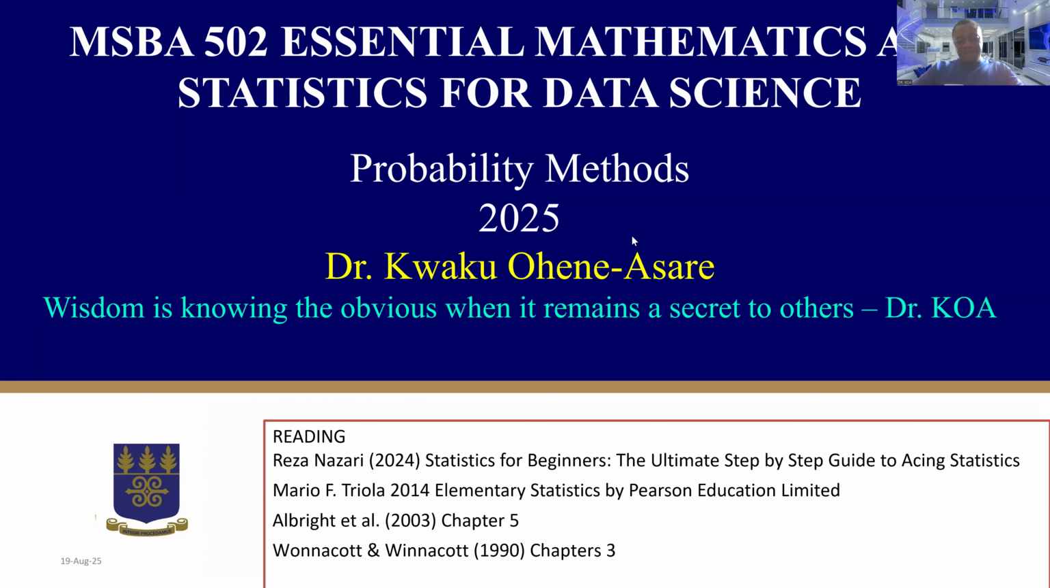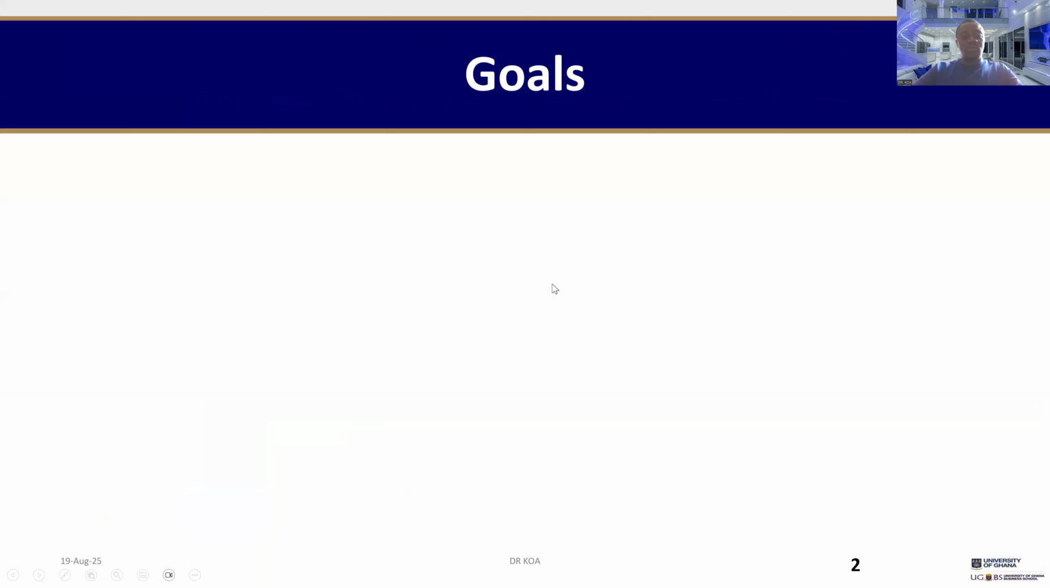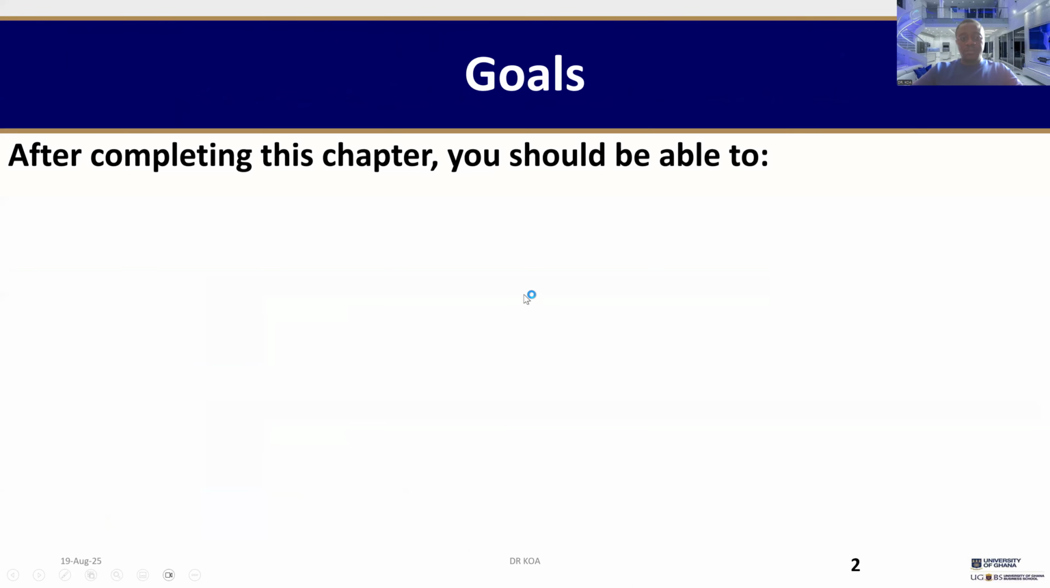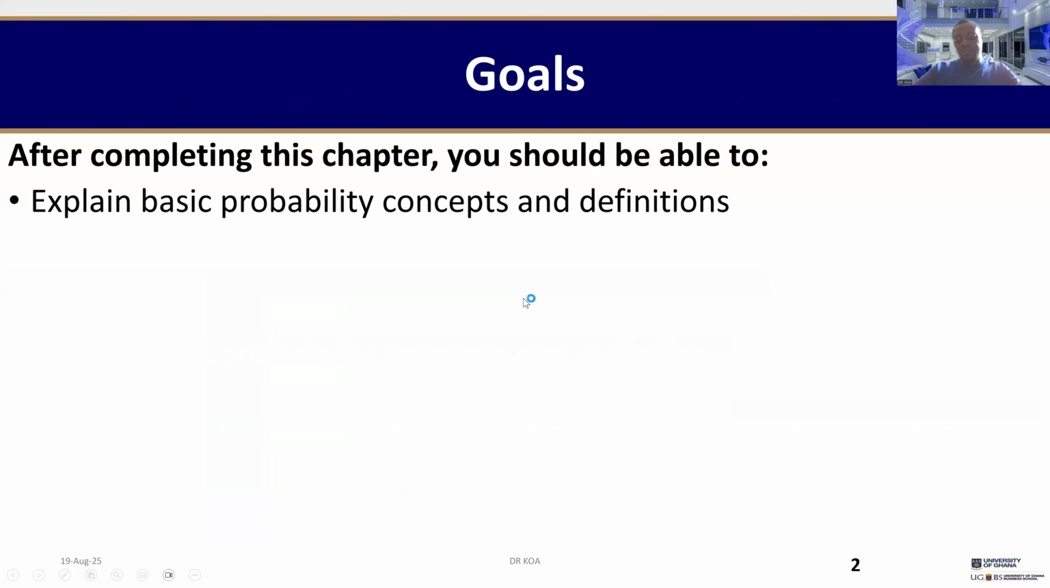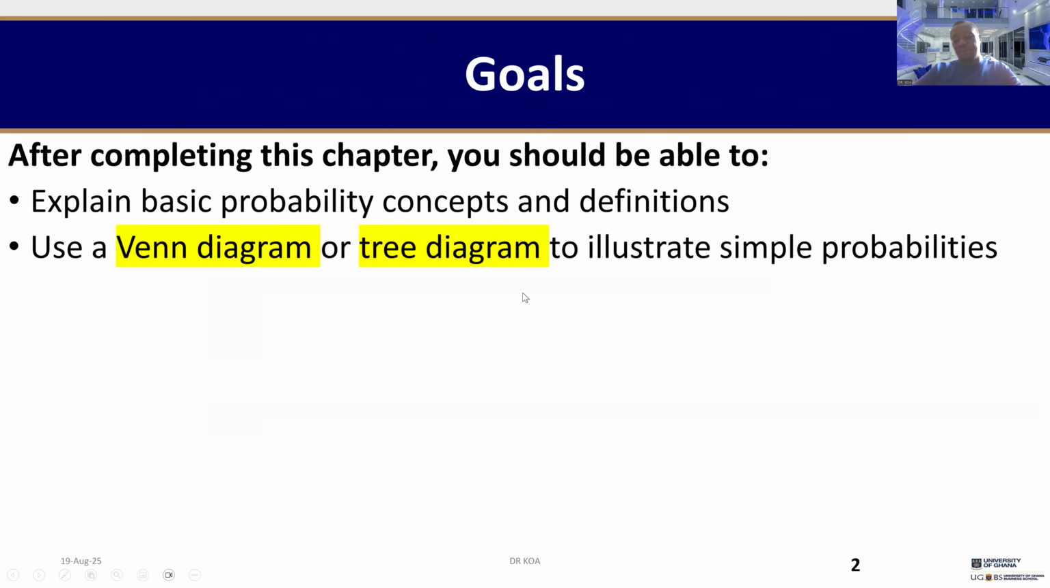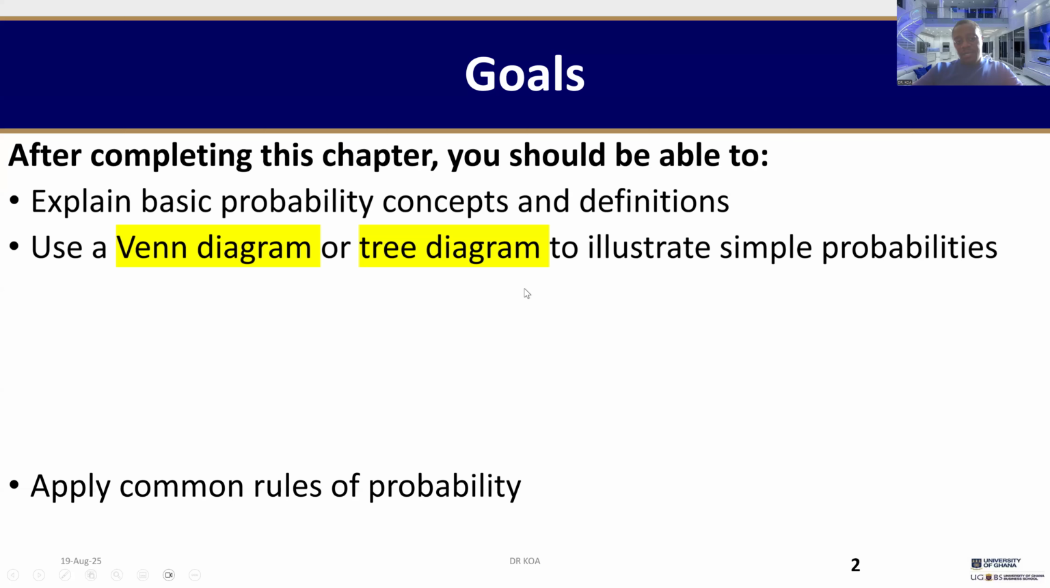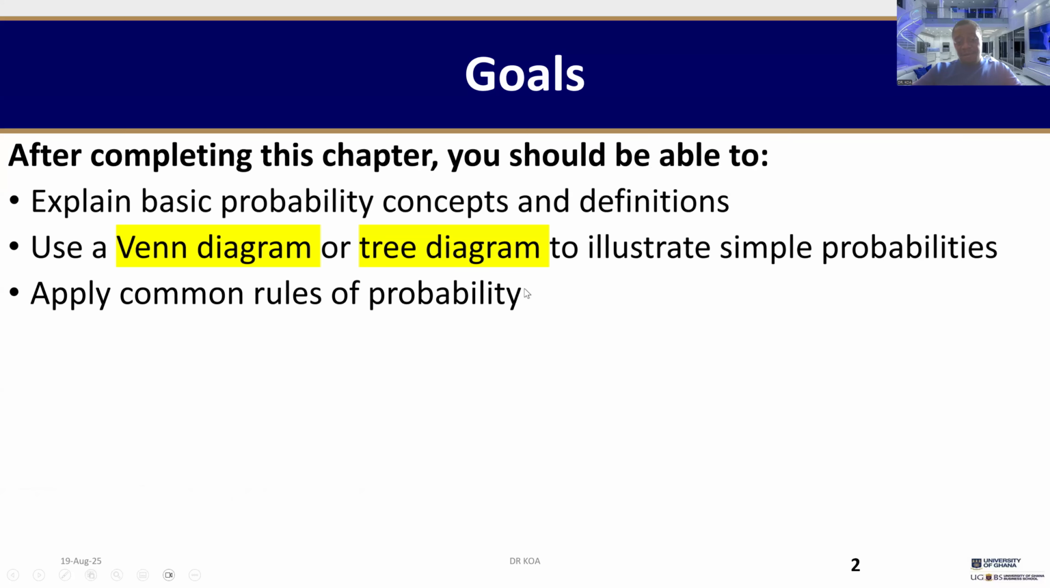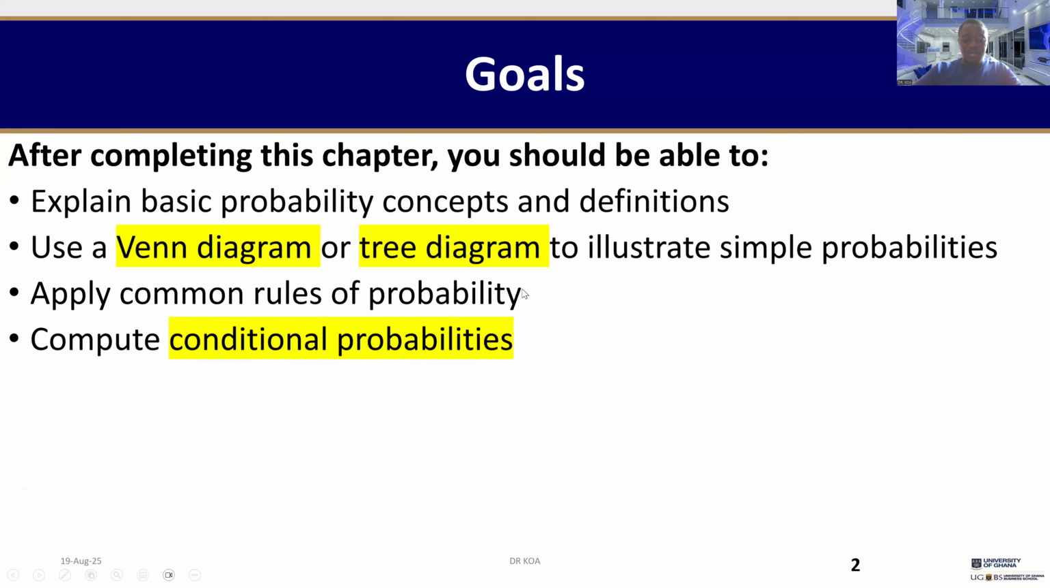Now, one of the fundamentals of data science or business analytics is probability. That's what we want to look at today. So my goal is basically to help you to be able to explain the basic concept of probability. Okay. We'll use Venn diagrams to do a few things.